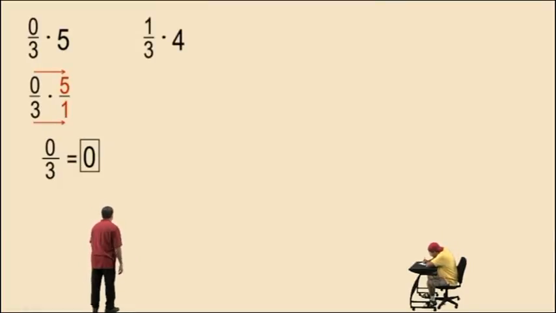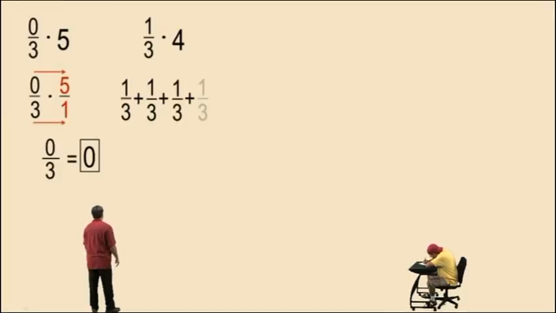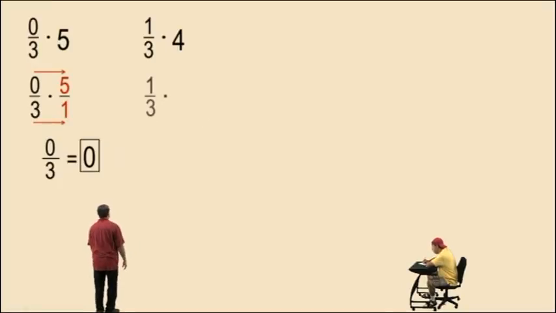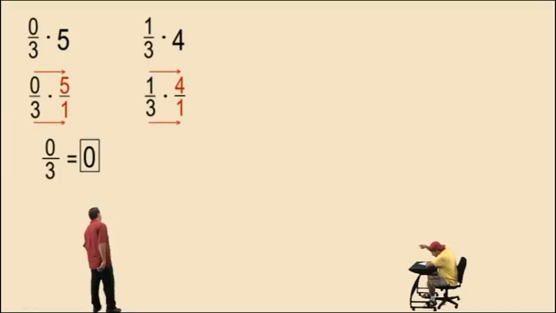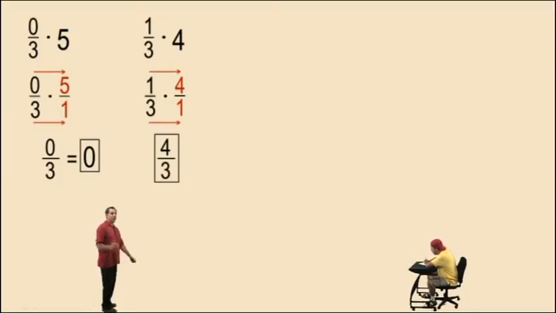How about 1/3 times 4? Well, let's write the repeated addition representation first, meaning 1/3 times 4 means 1/3 plus 1/3 plus 1/3 plus 1/3, which means the answer has to be 4/3, right? Let's write the 4 as 4 over 1 and multiply straight across the top and straight across the bottom, and notice we get 4/3 for our answer, and that is correct.